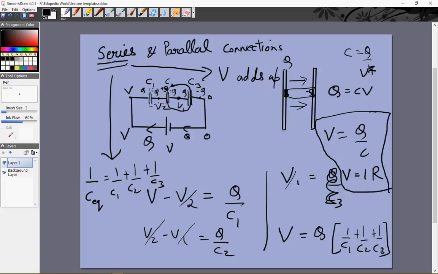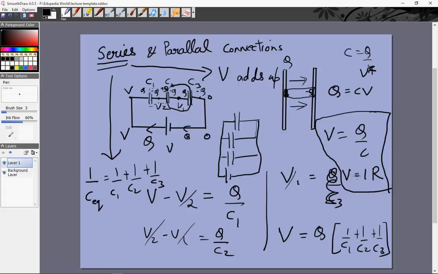Now, what happens in series connections? The potential difference across each of the capacitors adds up, and the charge across each capacitor is the same. What happens in parallel connections? This is a parallel connection. I'm sure you've seen this for resistors as well, and all three of these are connected by a battery. So in a parallel connection, the potential difference across all of them is the same, right?